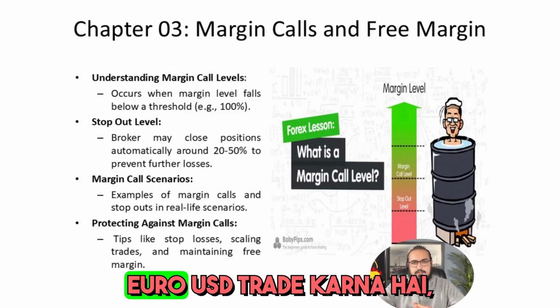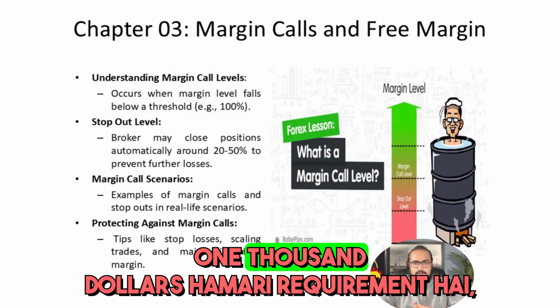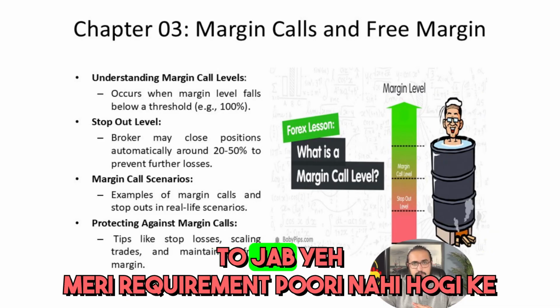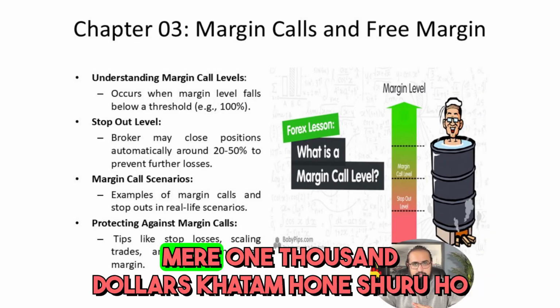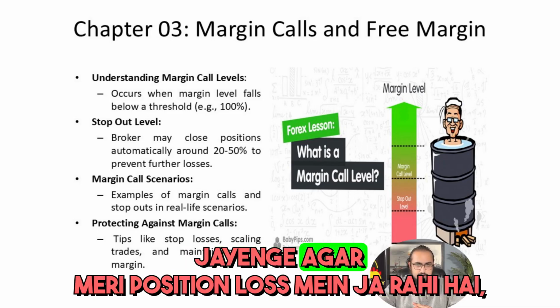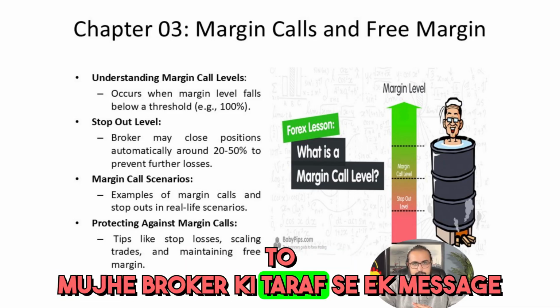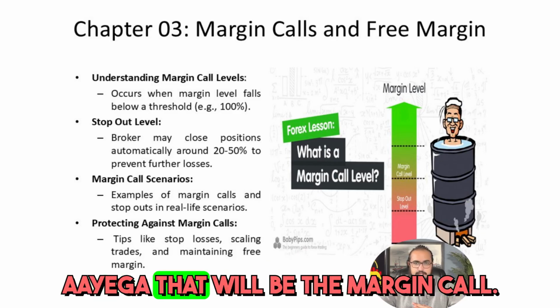If we have to do a standard lot on Euro USD, $1,000 is our requirement. When this requirement is not fulfilled, then my $1,000 will start depleting. If my position is going into loss, I will receive a message from the broker. That will be the margin call.